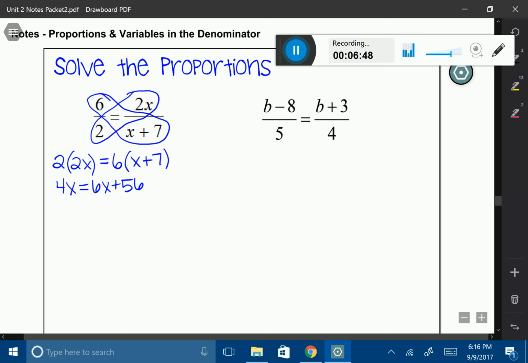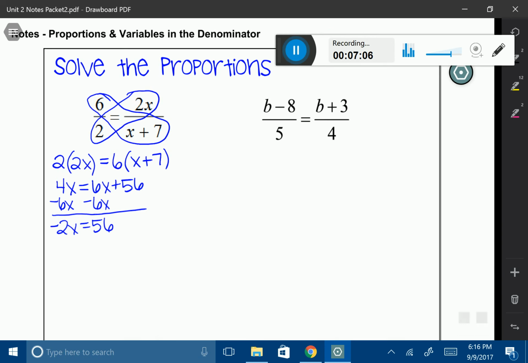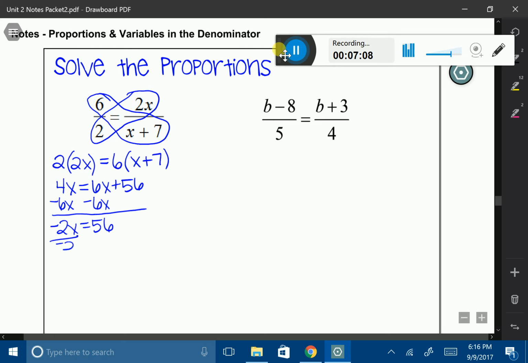Once I distribute my numbers, I can now work with my two-step equation here. I'm going to move my variables off to the left-hand side just to make everything easier. And my last step is just going to be to divide both sides by, I'm sorry, negative 2, which is going to give me x equals negative 28.